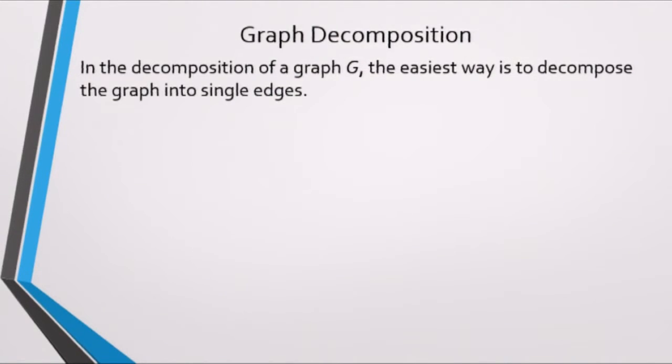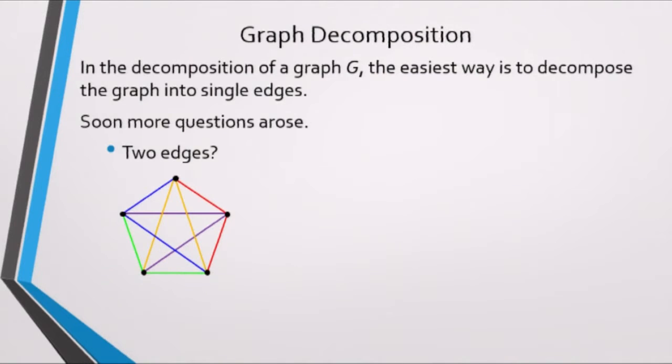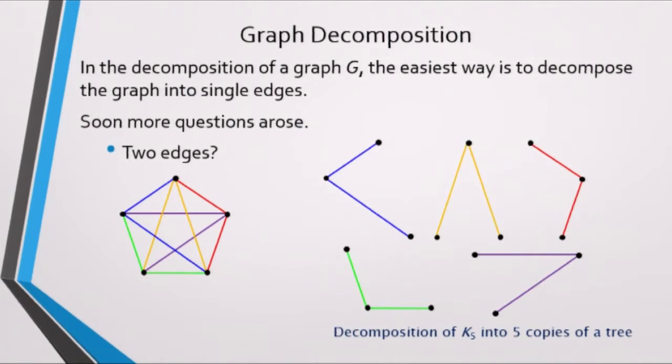Labeling the tree is helpful in graph decomposition, and obviously trying to split the graph. The easiest way is to split them into single edges. Well, what about using two edges? So here's the K5. Can we split it using two edges? And here the answer is yes. There is.